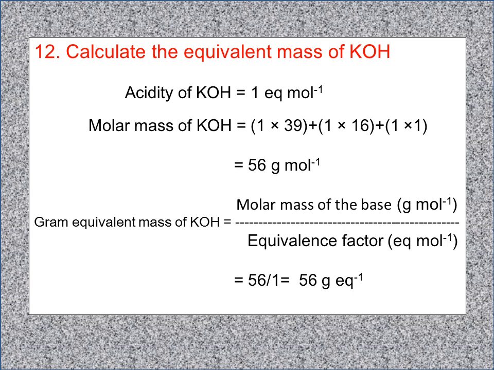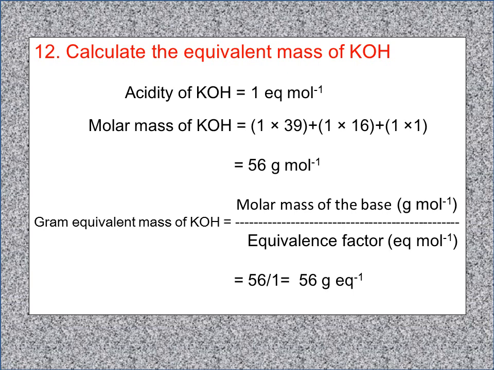How will you calculate molar mass of KOH? There are 1 potassium, 1 oxygen atom and 1 hydrogen atom. So 1 into 39, 39 is the atomic mass of potassium. And 1 oxygen is 1 into 16 and 1 hydrogen 1 into 1. Add all those 3, you will have 56 gram per mole as the molar mass.